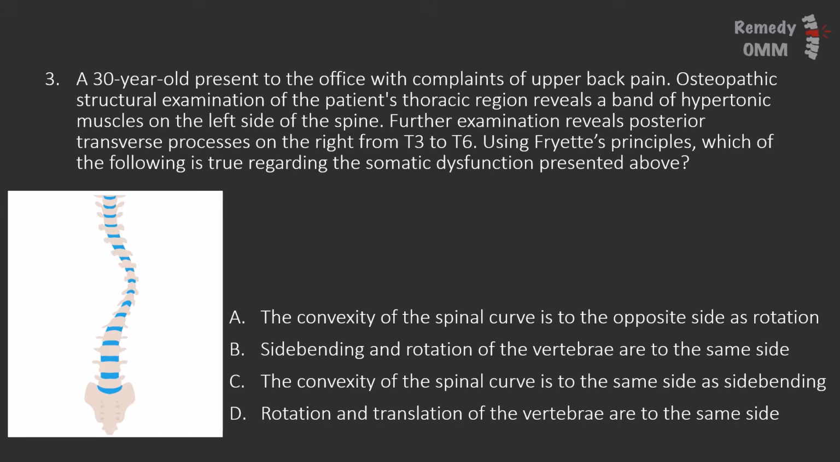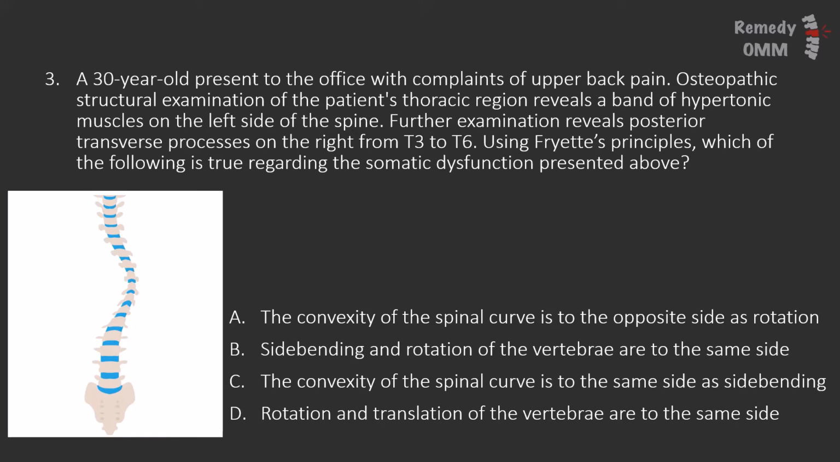Question 3. A 30-year-old presents to the office with complaints of upper back pain. Osteopathic structural examination of the patient's thoracic region reveals a band of hypertonicity of muscles on the left. Further examination reveals posterior transverse process on the right from T3 to T6 using Fryette's principles. Which of the following is true regarding the somatic dysfunction presented above?